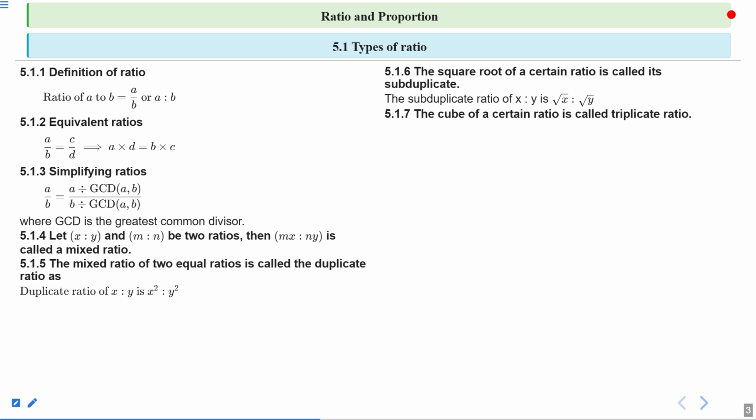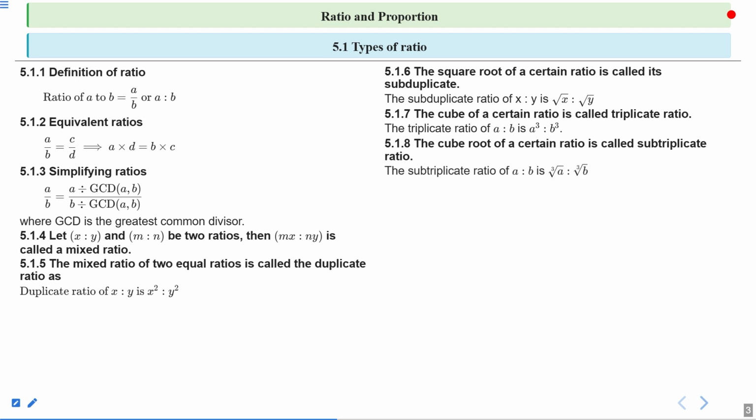Same way, the cube of a certain ratio is called triplicate ratio. So the triplicate ratio of A ratio B is A cube ratio B cube. Next one is the cube root of a certain ratio is called subtriplicate ratio. So the subtriplicate ratio of A ratio B is cube root of A ratio cube root of B.